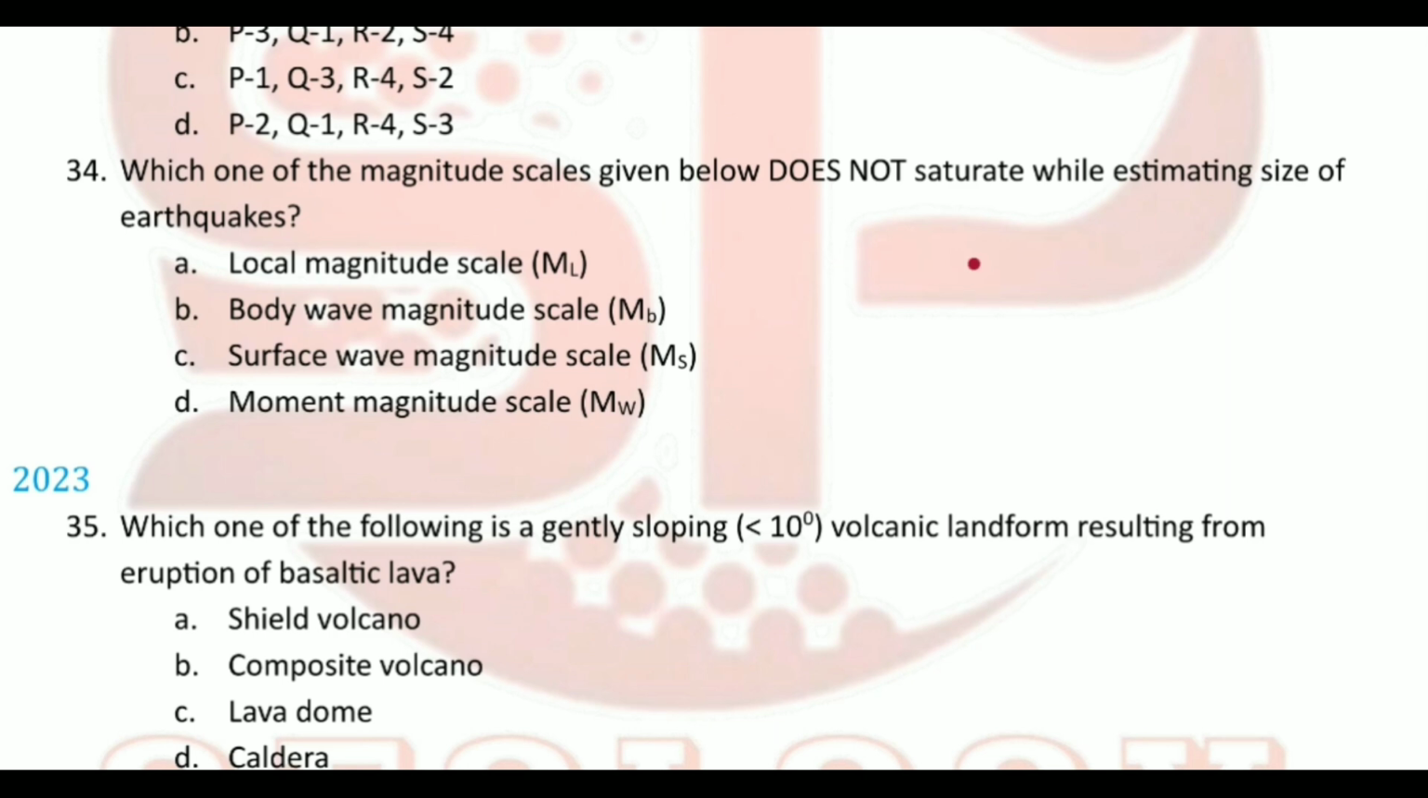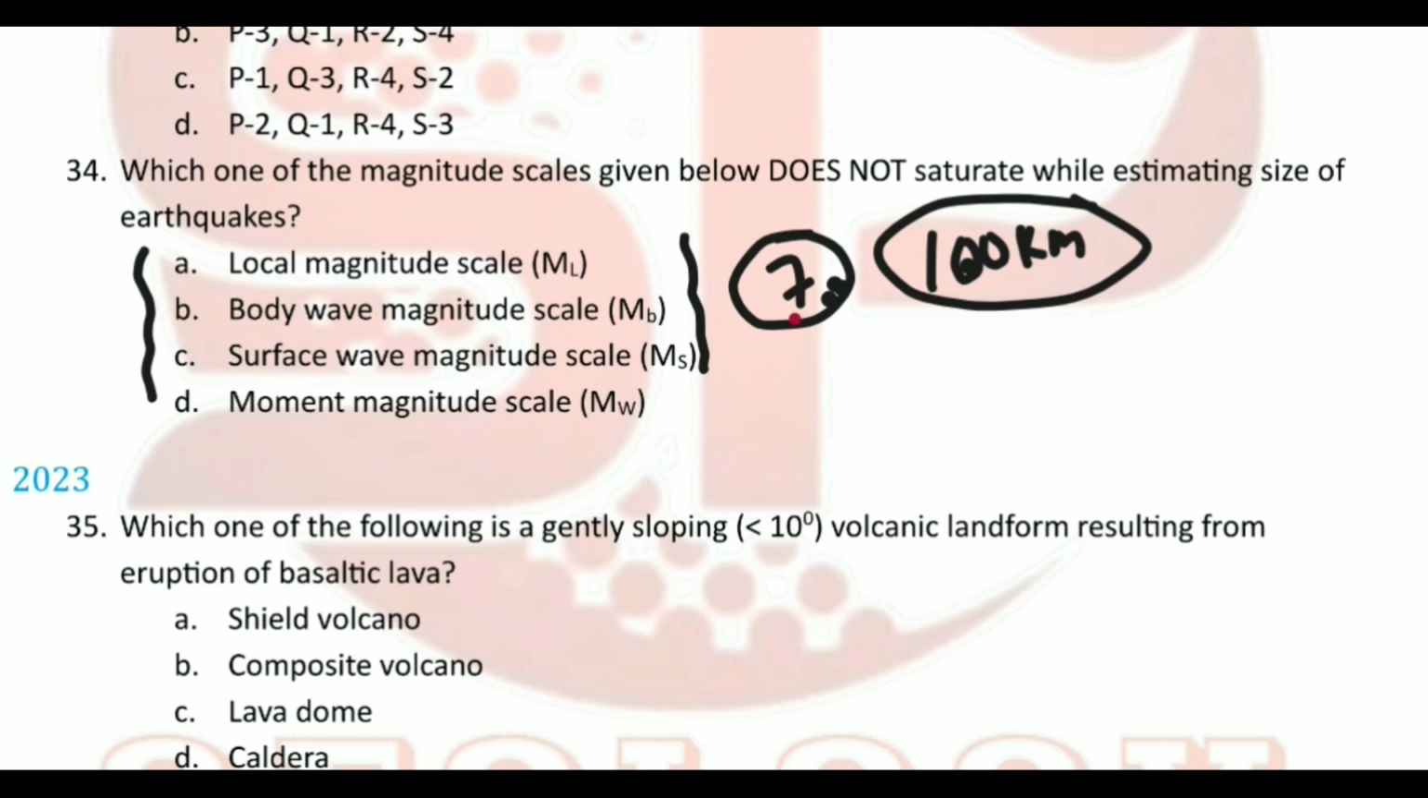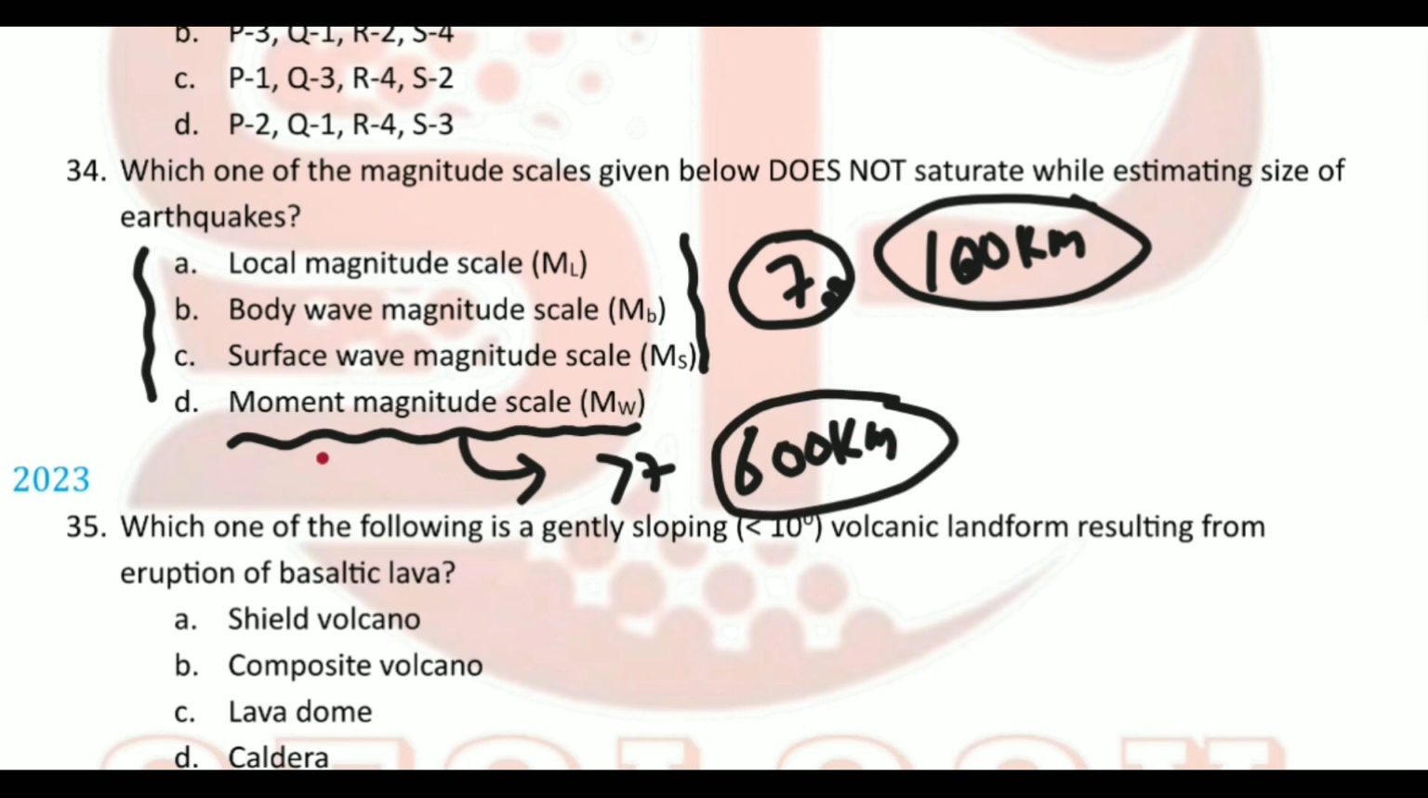Which one of the following magnitude scales does not saturate while estimating the size of an earthquake? It can measure any size of earthquake. The local magnitude scale, what we call the Richter scale, and the body wave or surface wave magnitude scales can measure earthquakes only up to magnitude 7 and within a distance of 100 kilometer radius. We cannot measure beyond this. That is why we use the moment magnitude scale on a regional basis, which can measure more than magnitude 7 and up to 600 kilometer radius from the seismic station. So it will not saturate during estimation of the size of the earthquake. The answer will be D.